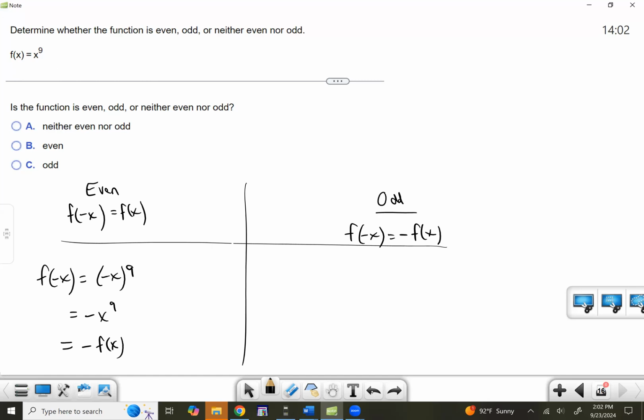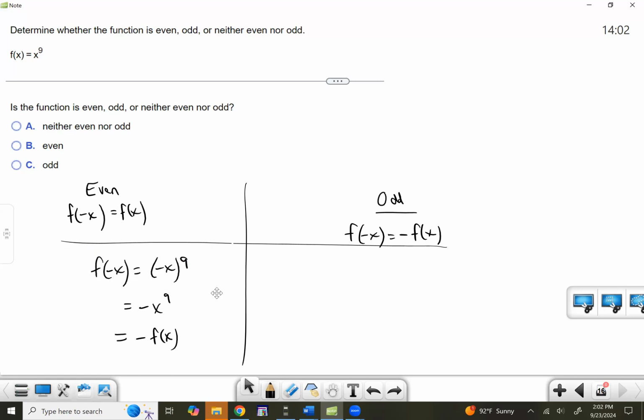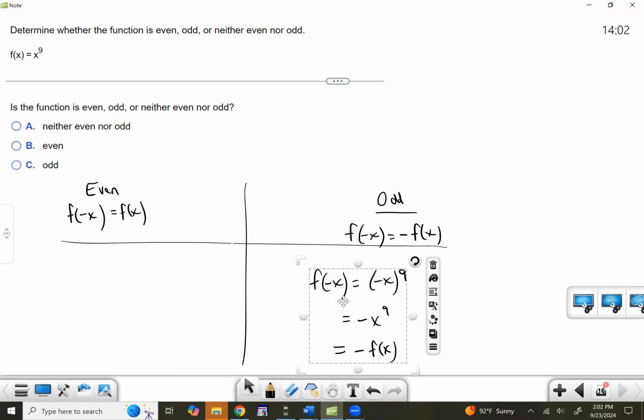I probably shouldn't have put this in this column because I should have put this over here, huh? It turns out that this is an odd function because when we plugged in negative x, we got negative f of x out. If we had plugged it in and we got just an x to the 9th without a negative in front of it, then that would have been even because that would have matched the original exactly. Both of these start the same. Notice both of them start with us plugging in a negative x. But do I get the original out? Do I get the opposite of the original out?